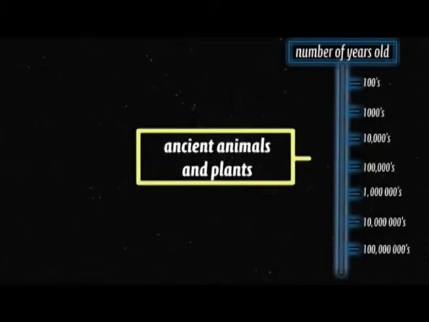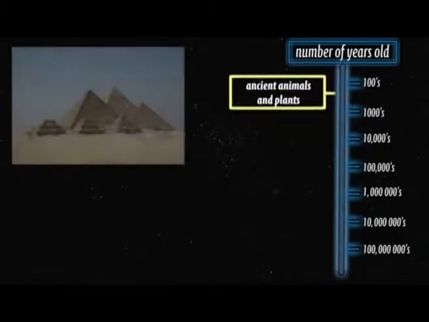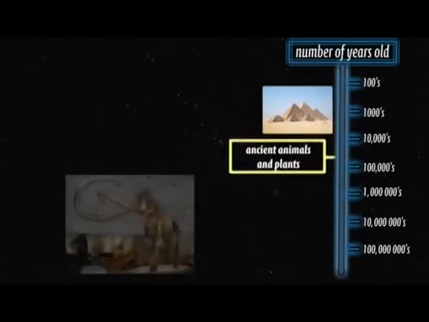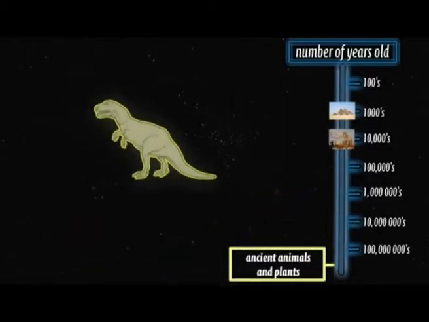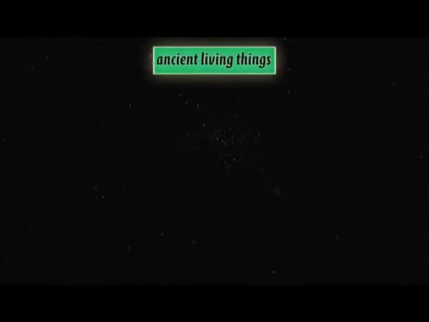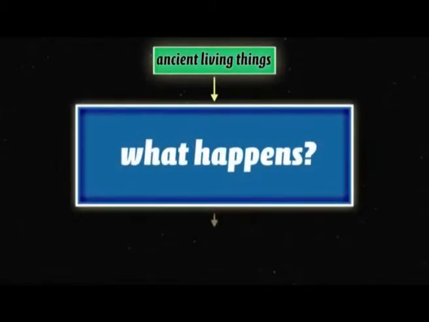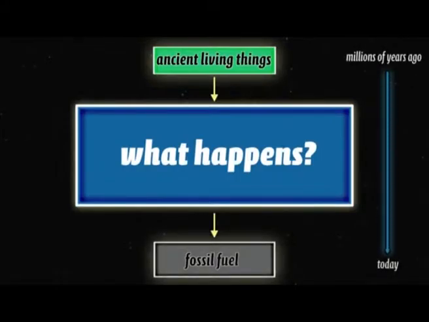Part of the answer to these questions is locked up in the time it takes for them to change. In fact, the true age of many of these animals and plants is older than the pyramids, older than the last ice age, and in some cases older than the dinosaurs. Let's look really closely and find out exactly what happens to make them change from a living thing millions of years ago to a fossil fuel today.